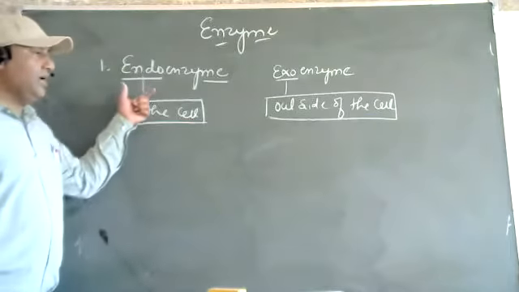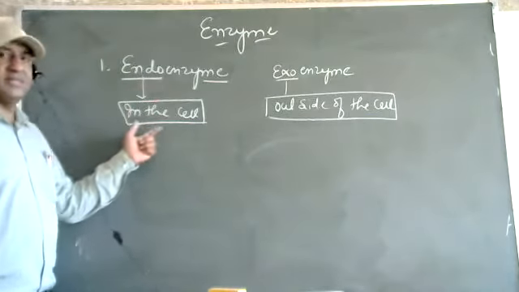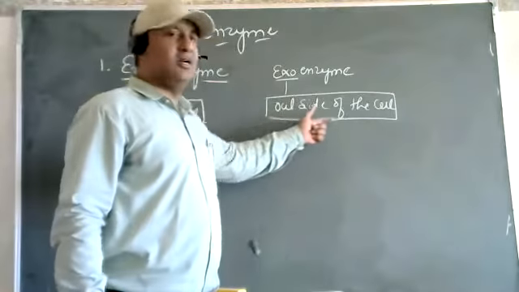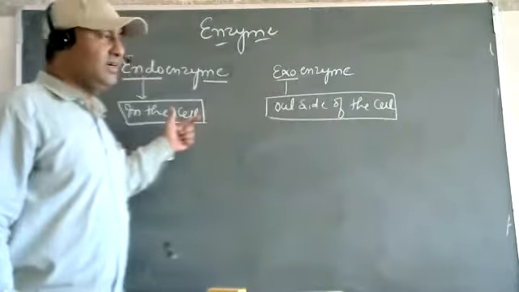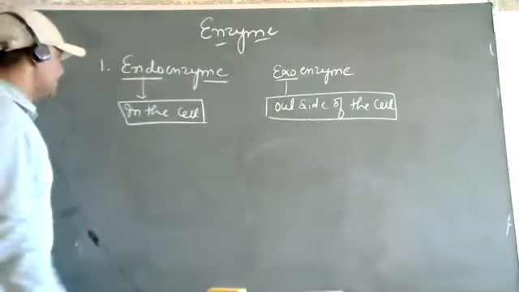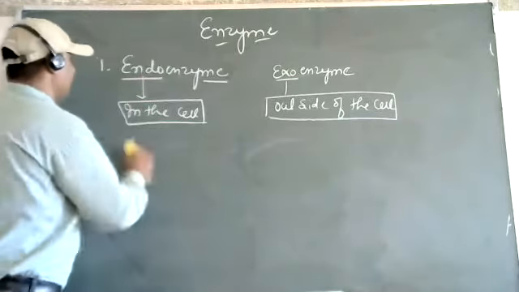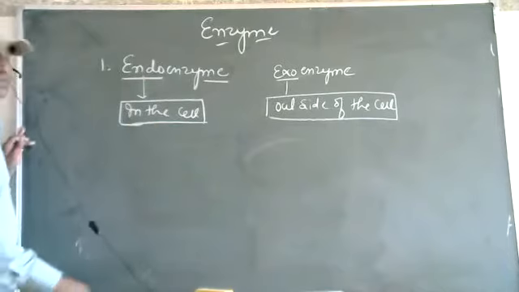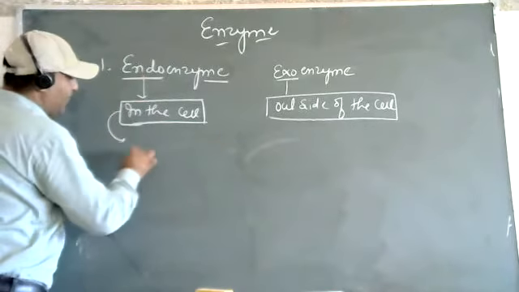First, endoenzyme. Endoenzyme means in the cell. And second, exoenzyme means outside of the cell. So two different terms are written. Endoenzyme means the enzyme which is generally present or works in the cell. In the cell means so many reactions in plants, like photosynthesis.